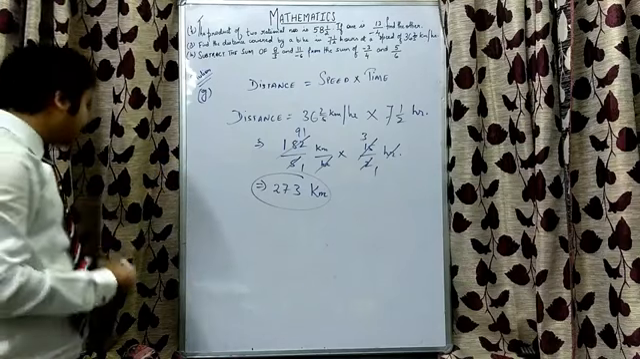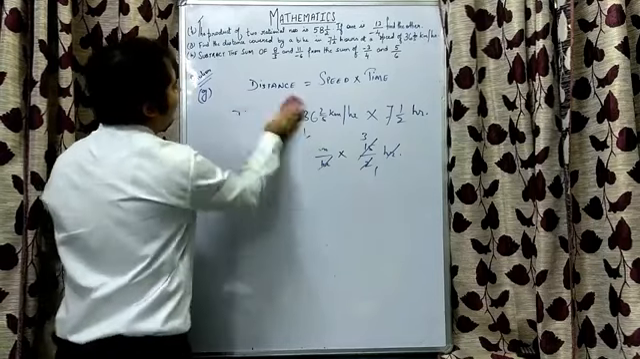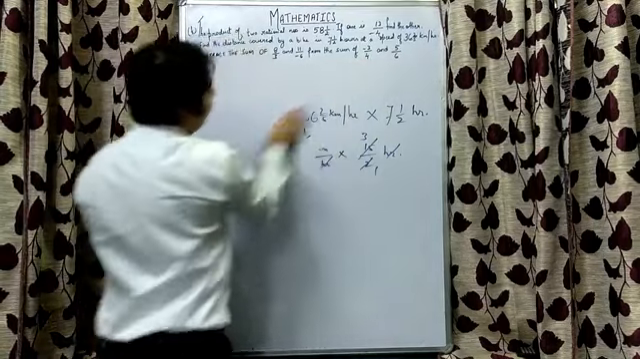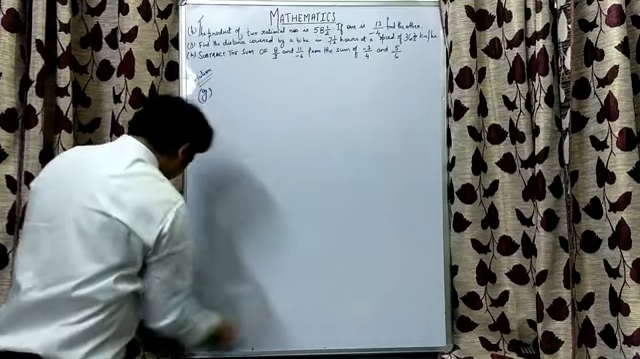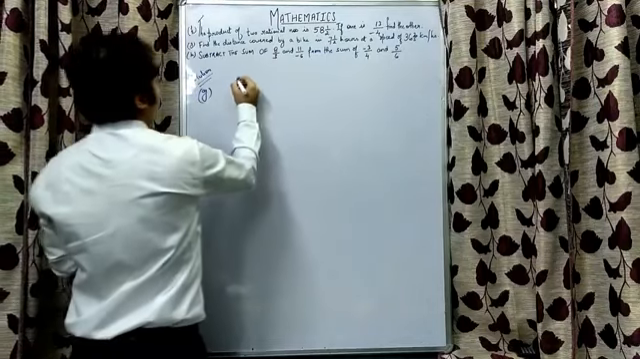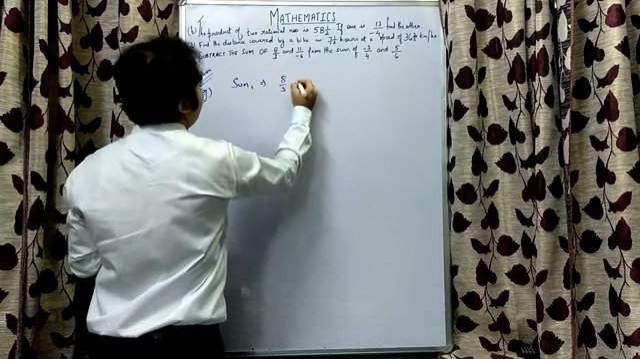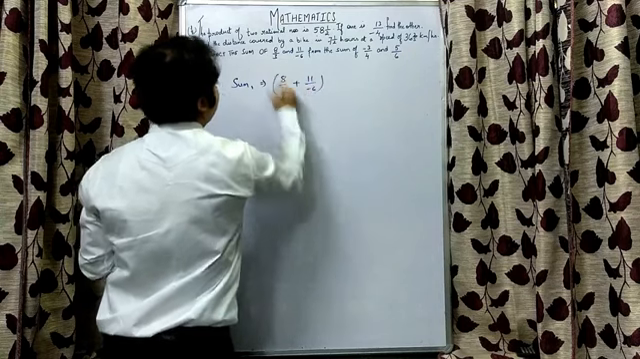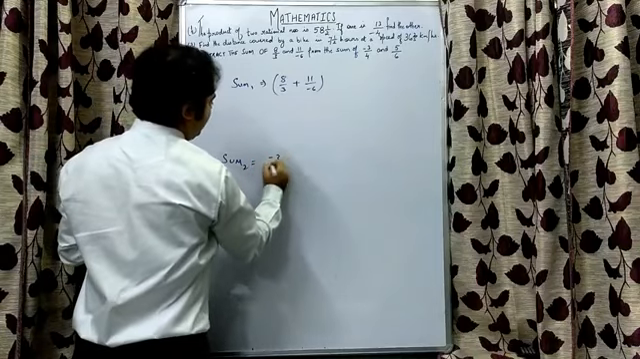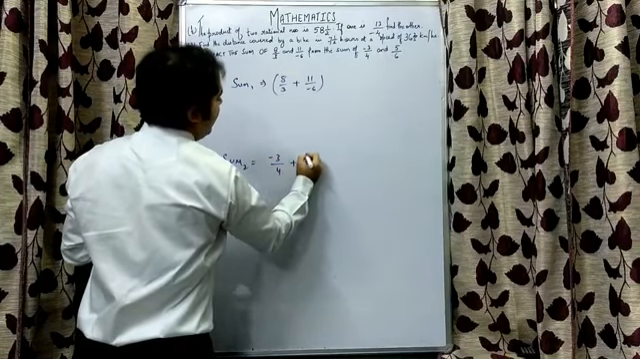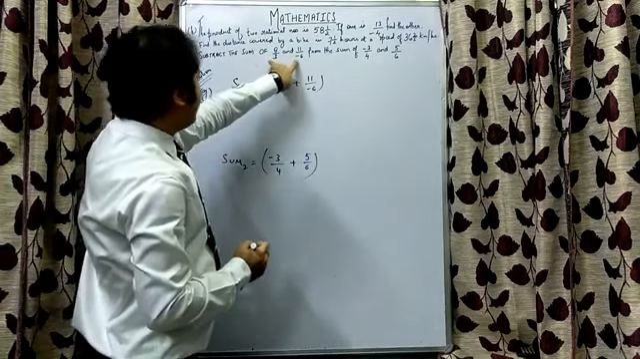Now the next question says we need to subtract the sum of 8 by 3 and 11 by minus 6 from the sum of minus 3 by 4 and 5 by 6. That means we need to have two sums. That is sum 1, that is we need to add 8 by 3 and 11 by minus 6, and in the second one we need to add minus 3 by 4 and 5 by 6 first, and then we need to subtract first sum from the second one.